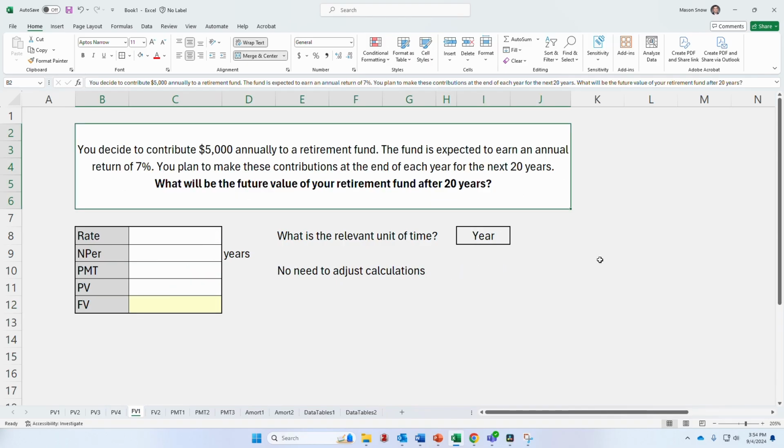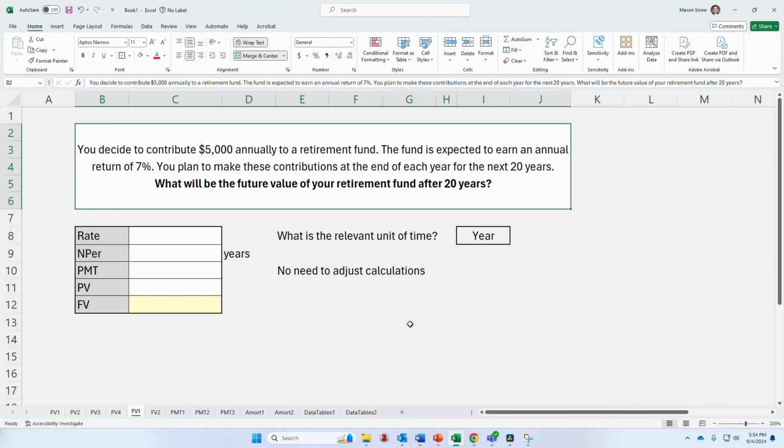Now let's switch gears and do a couple of problems dealing with future values. These are less common in accounting, but I still want you to be familiar with the function. You decide to contribute $5,000 annually to a retirement fund. The fund is expected to earn an annual return of 7%. You plan to make these contributions at the end of each year for the next 20 years. So what will be the future value of your retirement fund after 20 years?